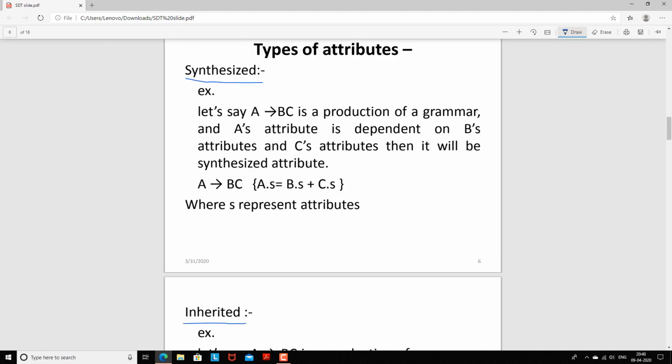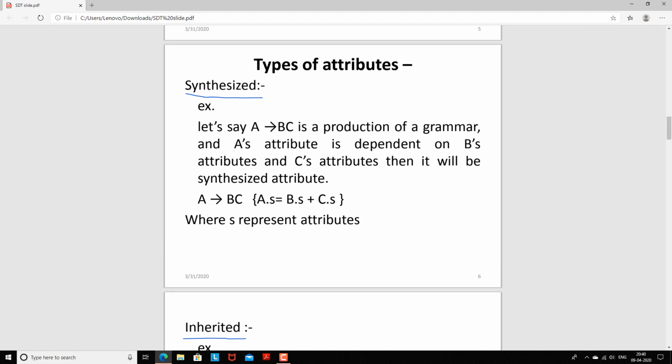Here I have taken an example. Let's say A turns to BC is a production of a grammar, and A's attribute depends on B's attributes and C's attributes. Then it will be a synthesized attribute. This is the basic definition.